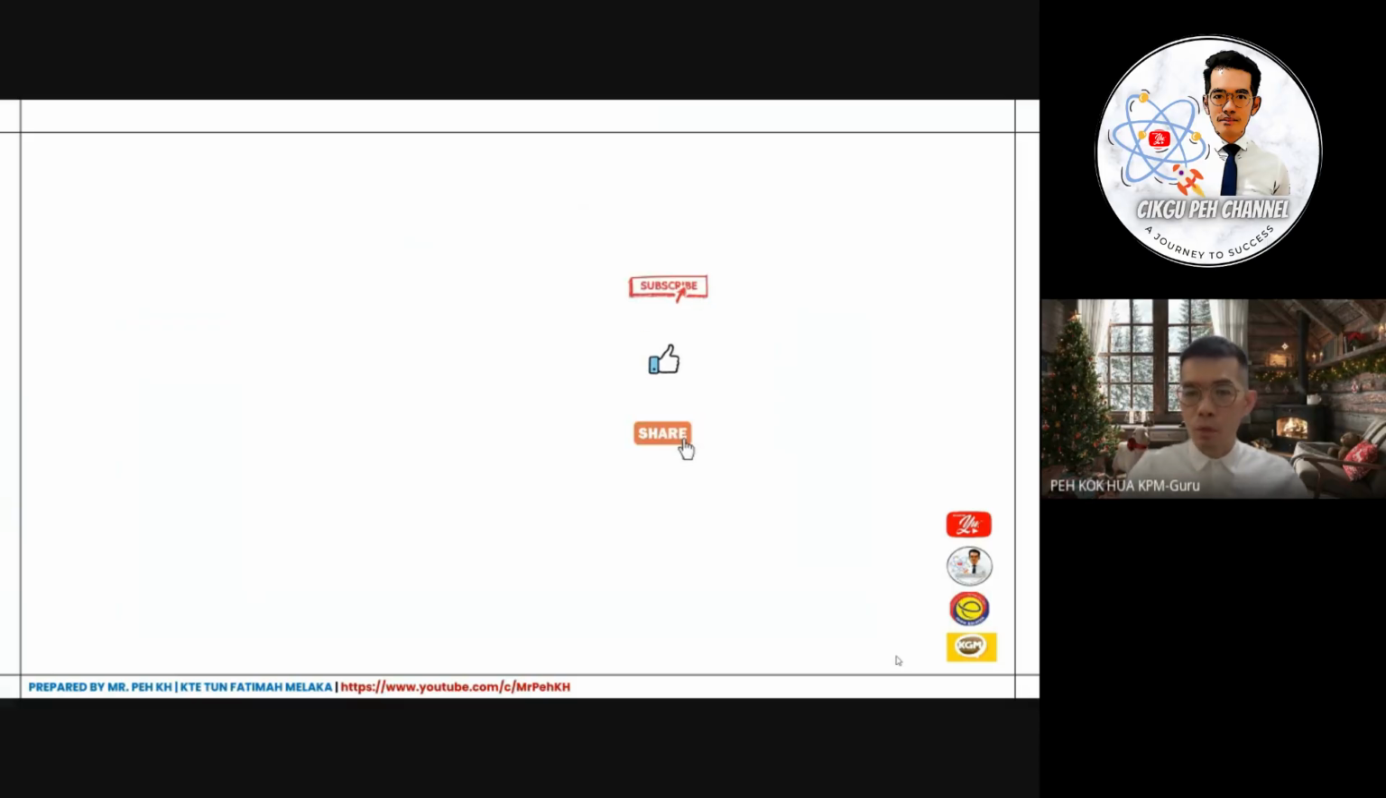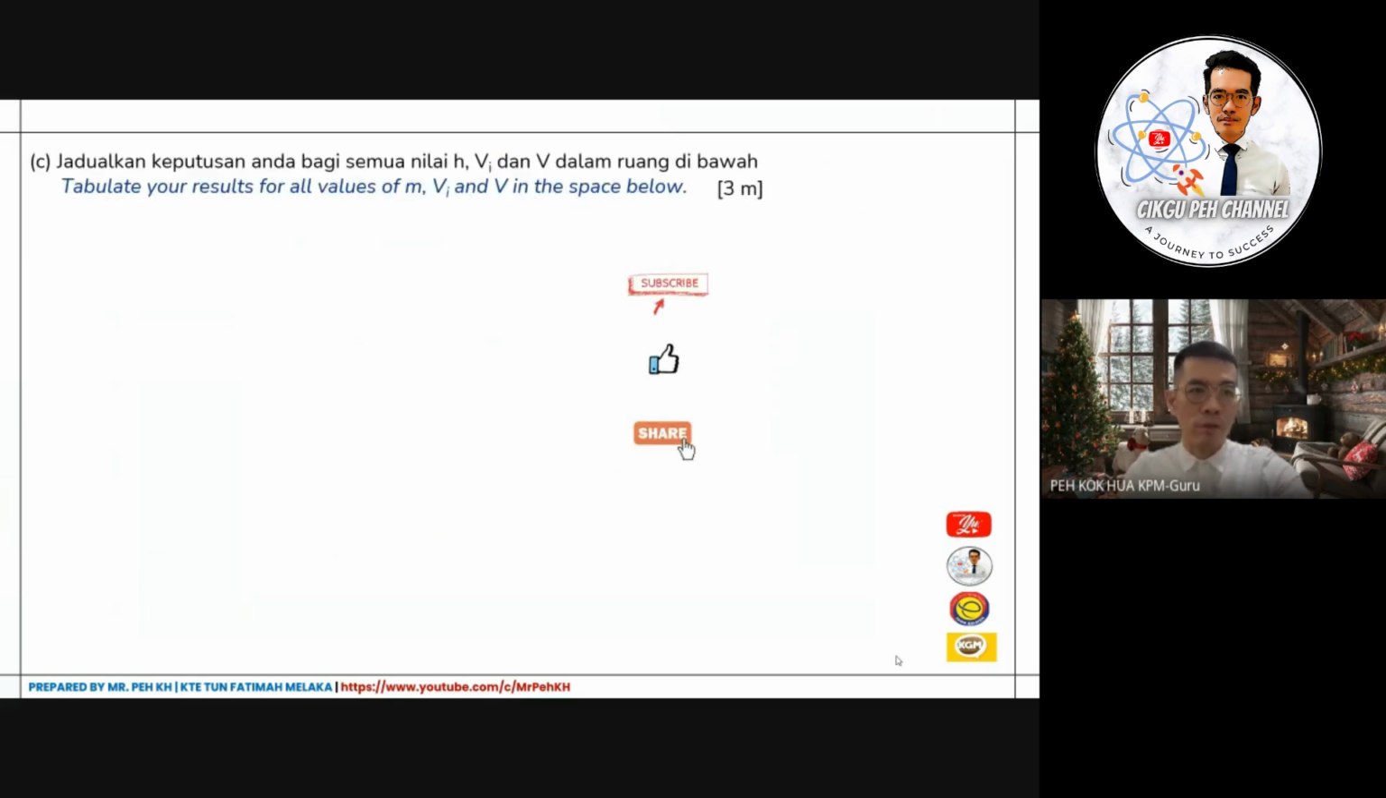Welcome back to our question discussion again. I think you should be very clear already on how to conduct this experiment through the simulation I showed you just now. Question C here is related to tabulation: tabulate the data for all values of M, Vi, and V in the space below.